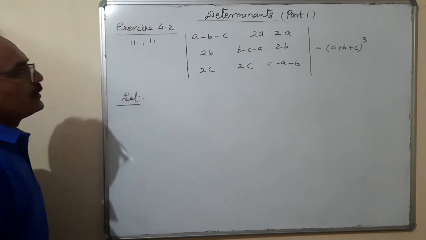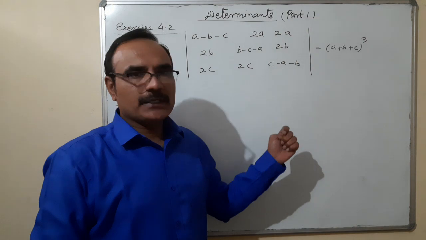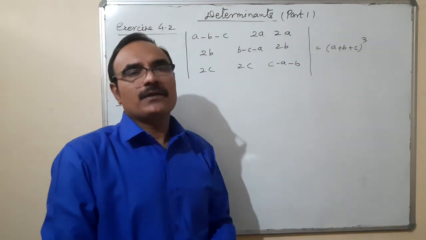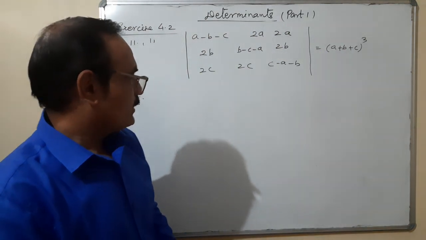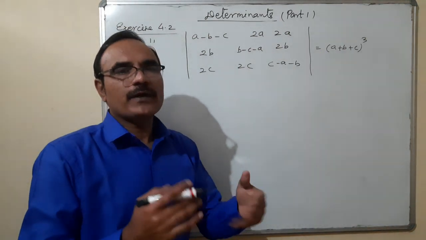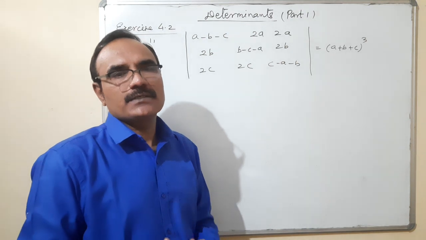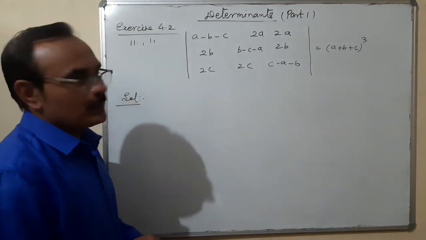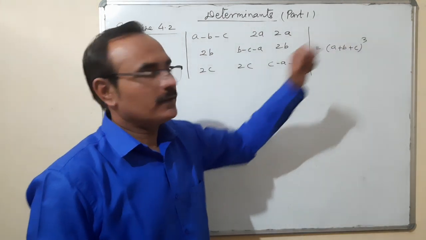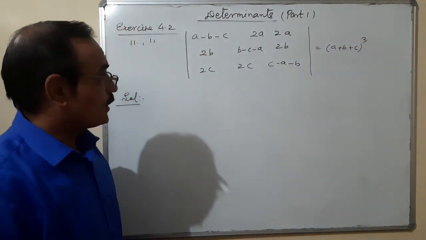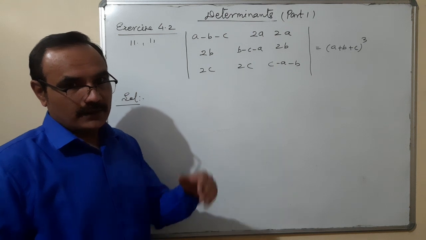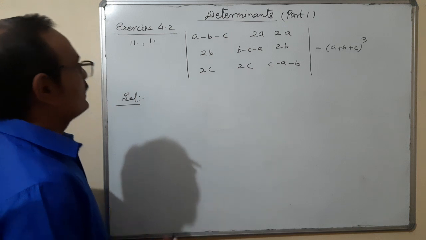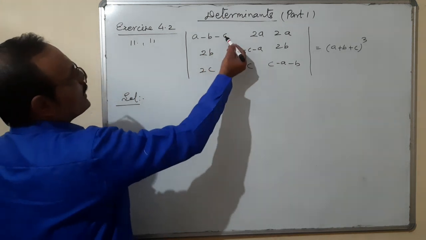Let us discuss how to solve it. Before solving the question, look at the right hand side, which is what we are proving: (A plus B plus C) whole cube. Which operations give us A plus B plus C? This is very important: seeing the right hand side tells us the procedure to make any one row or column in the form of A plus B plus C. Here we have minus B with 2B, and minus C with 2C.